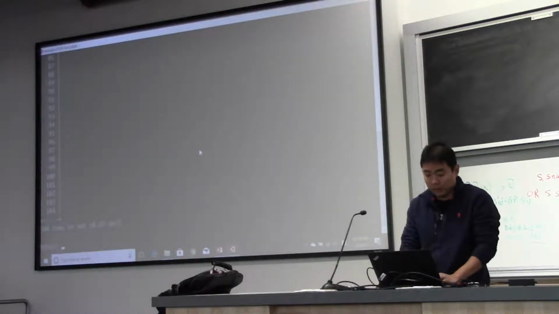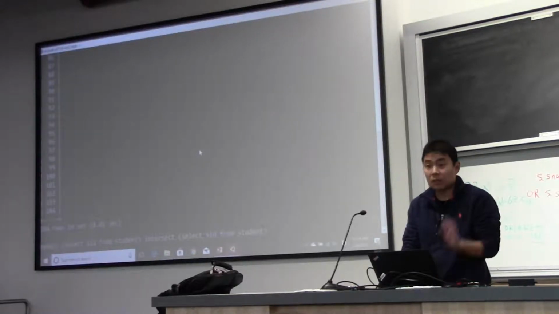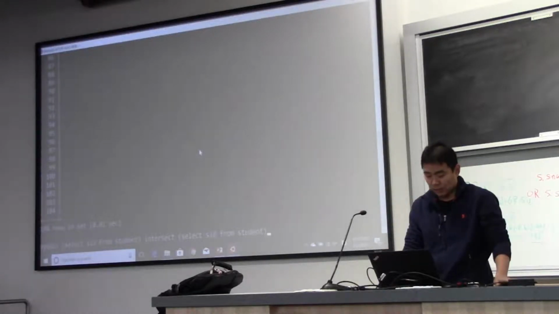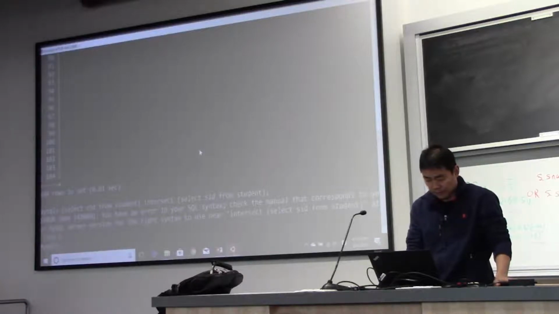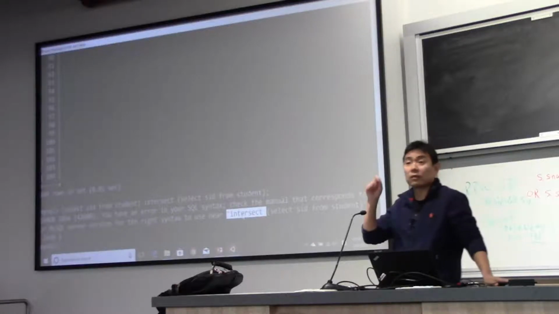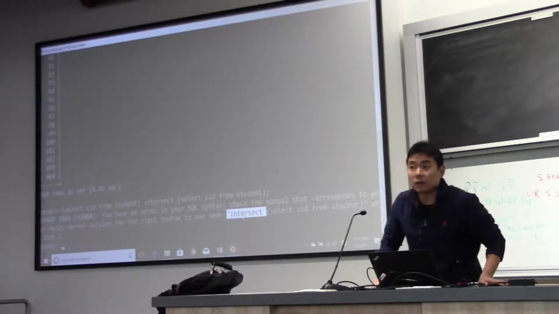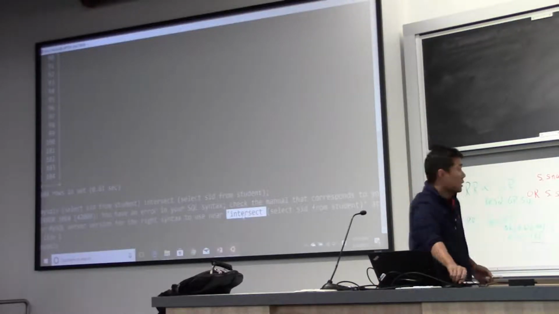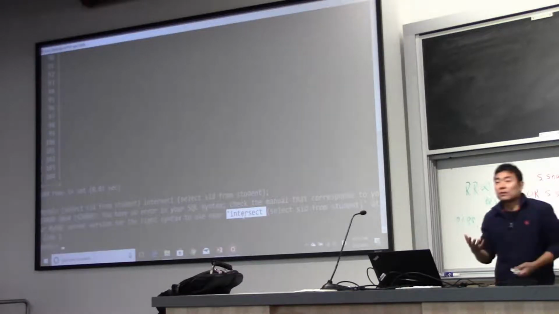Now what I want to do is to test whether intersect is available or not. Simply do this, which should just give me the same set back, intersecting with the set itself. Okay, intersect is not defined in SQL. That makes sense?